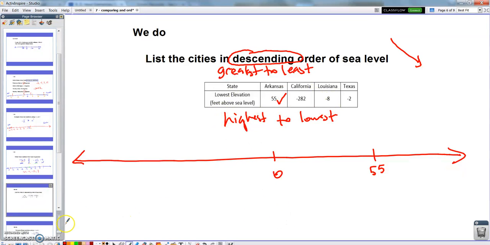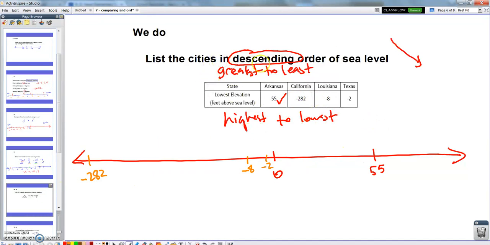And then the next 3, the -2 is going to be really close to 0. The -8 is going to be a little farther from 0. And the -282 is going to be here. So I think if there's going to be something that tricks you here is just to forget the negative. A big negative number is really low. I'm just thinking, oh, well, that's 282, so it's got to be the greatest because it has the biggest number in it. And it doesn't work that way once you get with negatives.